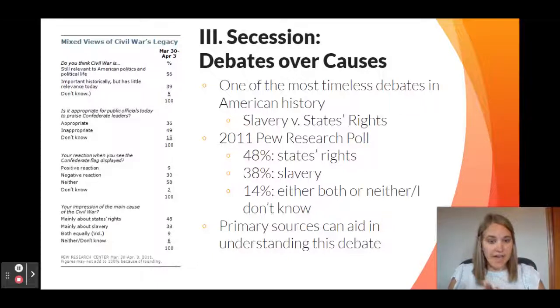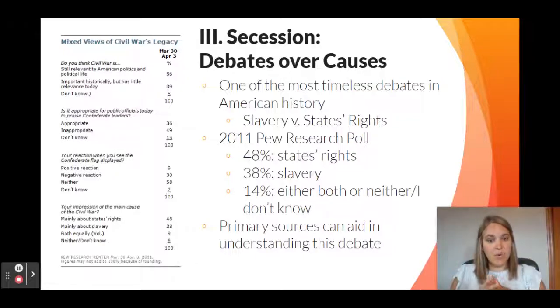So let's get into our last topic here, the debates over secession. This is one of the most timeless debates. It has continued on and even grown more intense over history. So the debate is whether slavery is the cause of the Southern secession or whether it's states' rights.